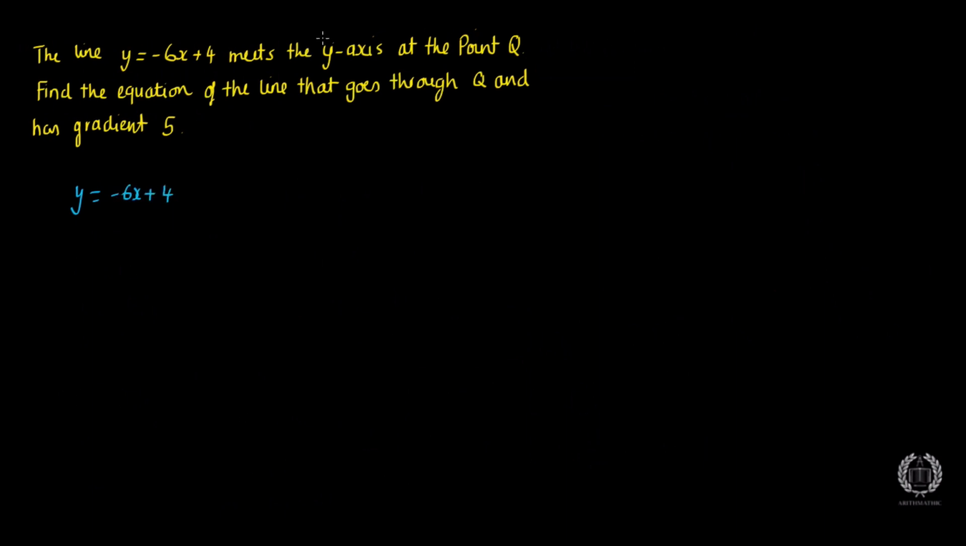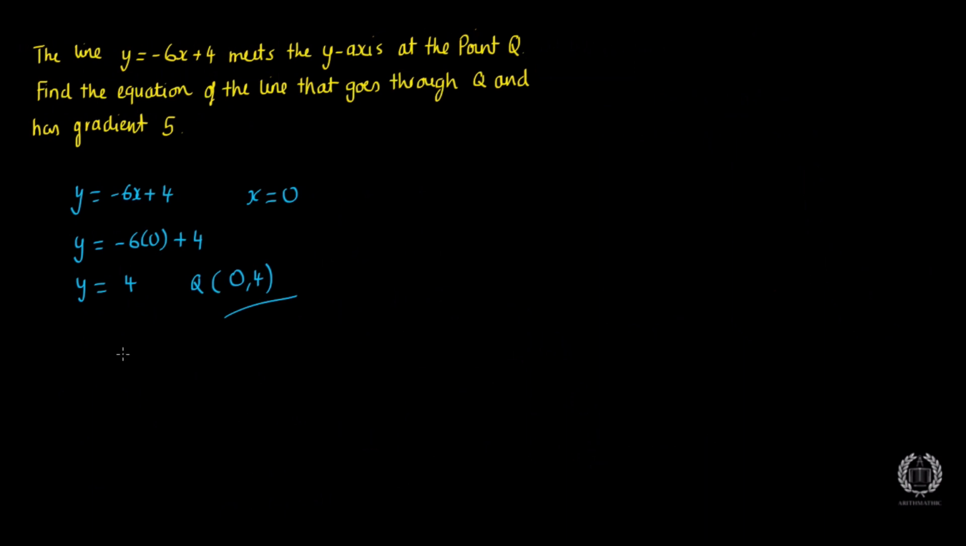Now, if you look at the question, it says meets the y-axis. So if it meets the y-axis, what is 0? x equals 0. So straight away x equals 0, and I'm going to substitute it wherever I see x. Minus 6 times 0 gives you 0, and then 0 plus 4 is 4. So my coordinate Q is just going to be (0, 4). That's it. Now we need to find the equation of the line.